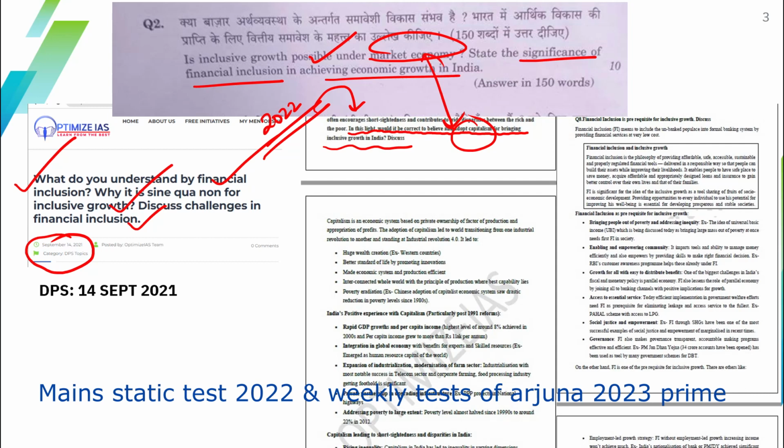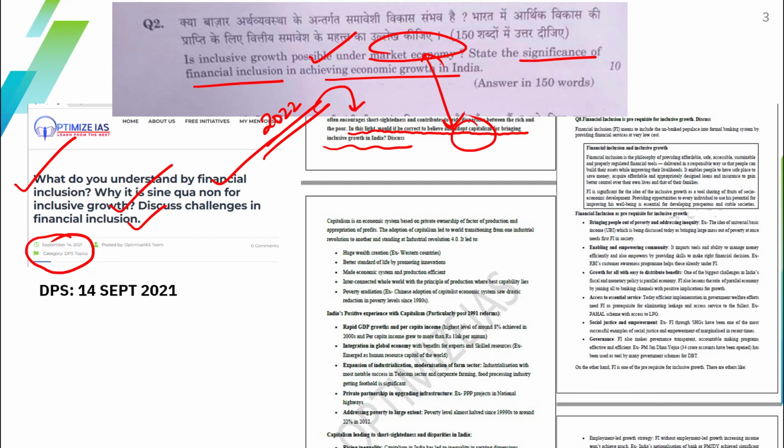So you can see here that this question was also static, but the point is, when you read inclusive growth, you have to read in a holistic manner. You have to prepare all dimensions of inclusive growth. You can see here the next question which I have given in the Arjuna Prime weekly test.